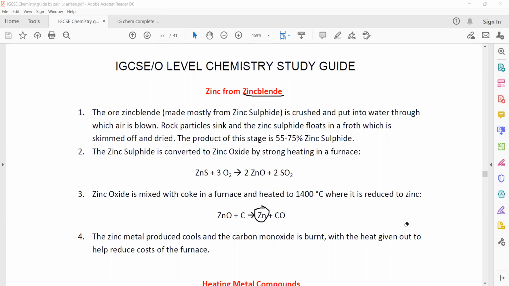Sir? Yes. The process of froth flotation occurs in this furnace? No, not in the furnace. This is before adding the zinc sulfide to the furnace. Okay.